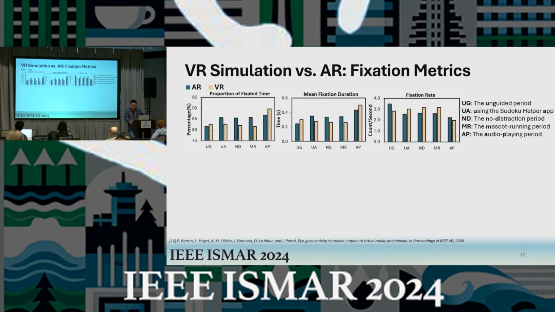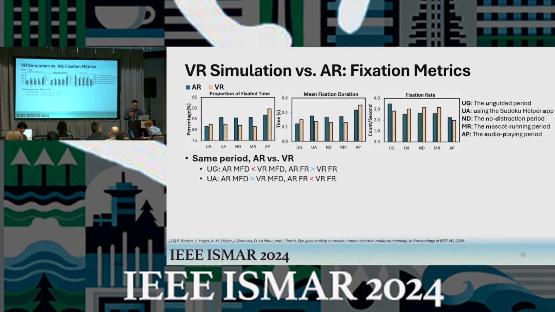So here are the major results in the comparison study. We extracted 5 periods out of each user session, including UG, the unguided session, UA, the whole period when they're using the app, and D, which is the no distraction period, where neither the mascot was running nor the audio was played, and MR and AP being the periods when those 2 stimuli were presented.